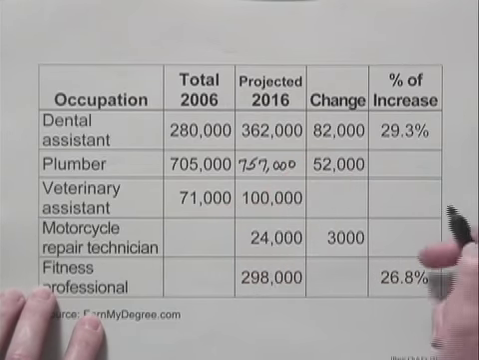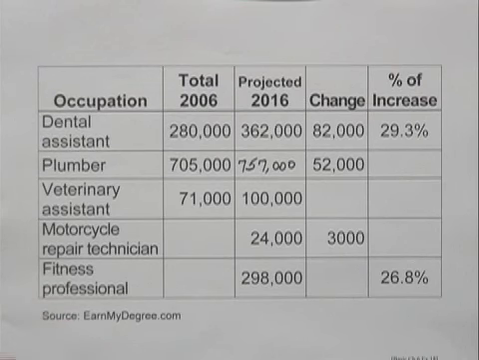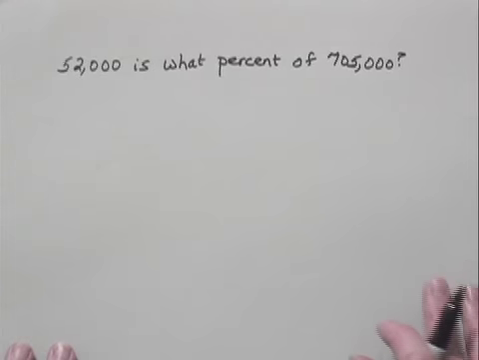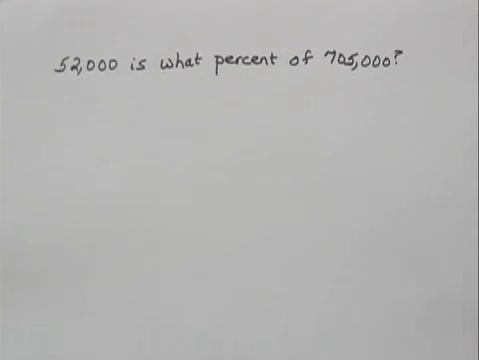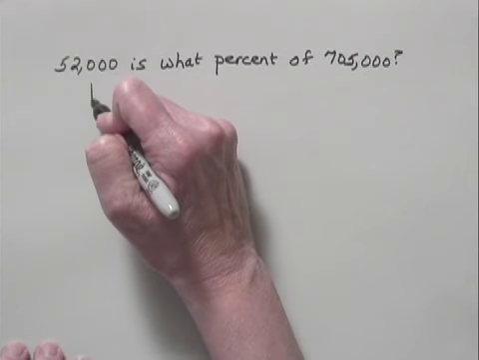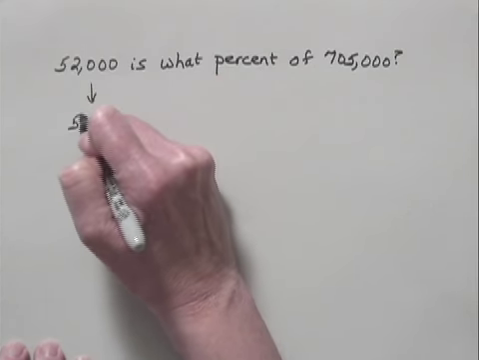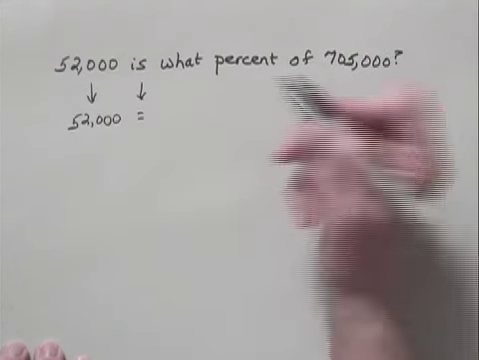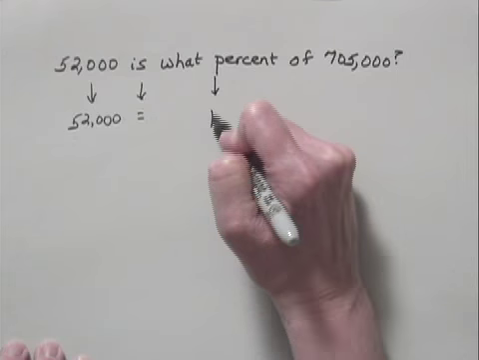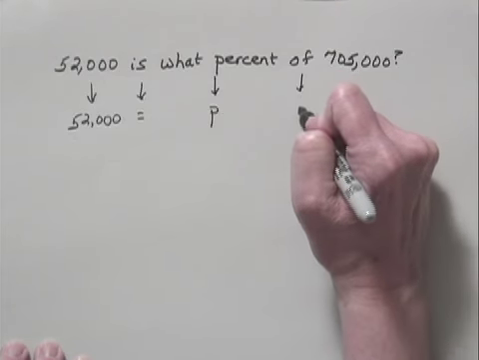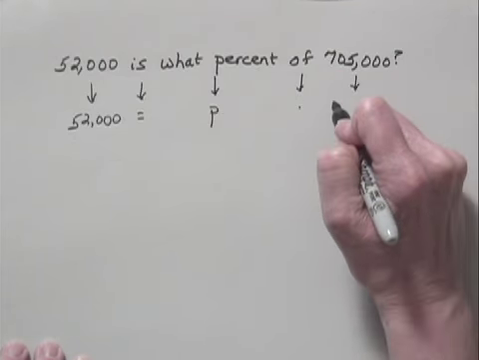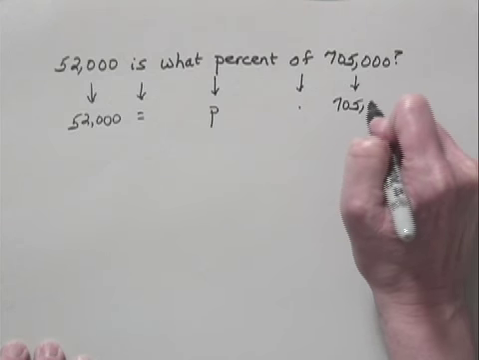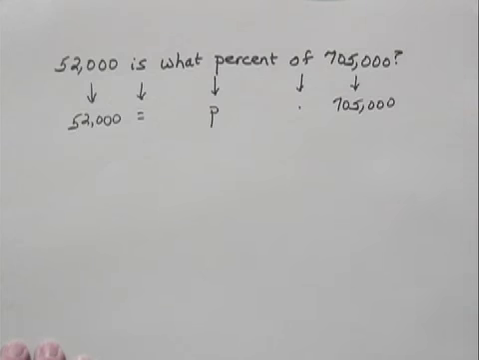757,000. Now we need to find the percent of increase. So we are going to solve an equation to find that. What we're asking is, 52,000 is what percent of 705,000? And this translates to 52,000 equals what percent, we'll call P, of is times, and 705,000. Now we can solve this equation to find P.